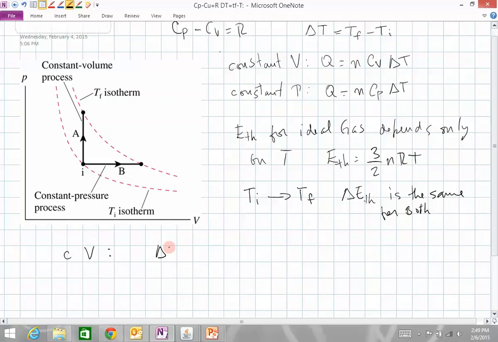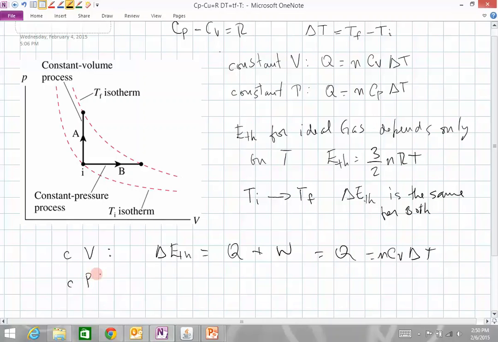What that means is that for the constant V process, delta E thermal would be equal to the heat plus the work done. In this case, the work done is zero because it's constant volume, so it's equal to the heat, and it's equal to Cv times the number of moles times delta T.